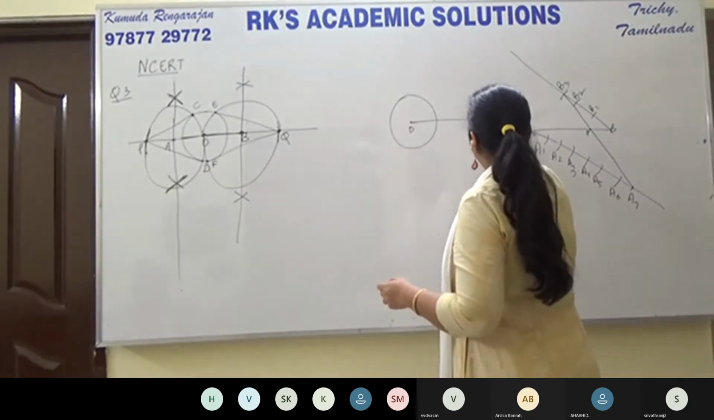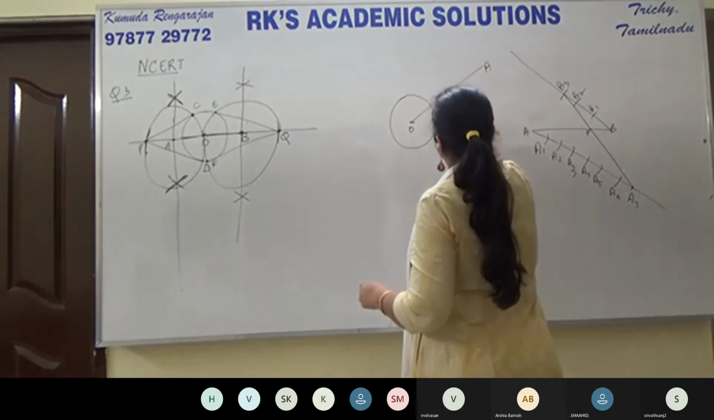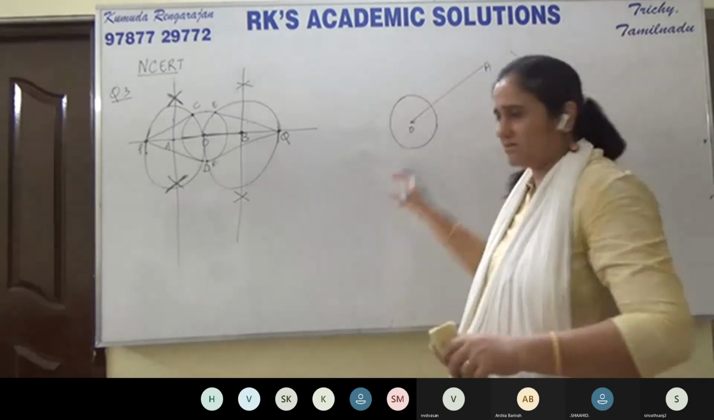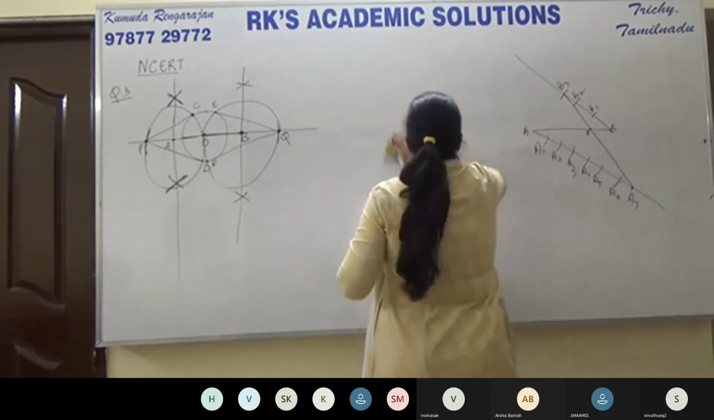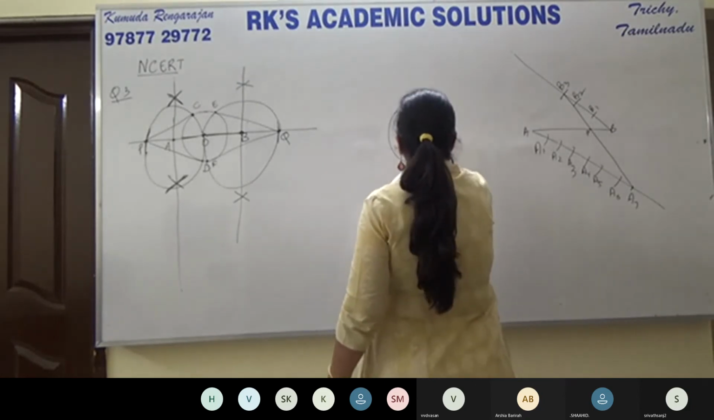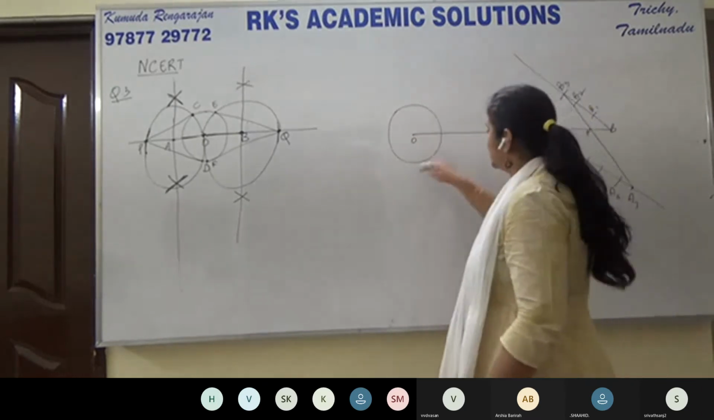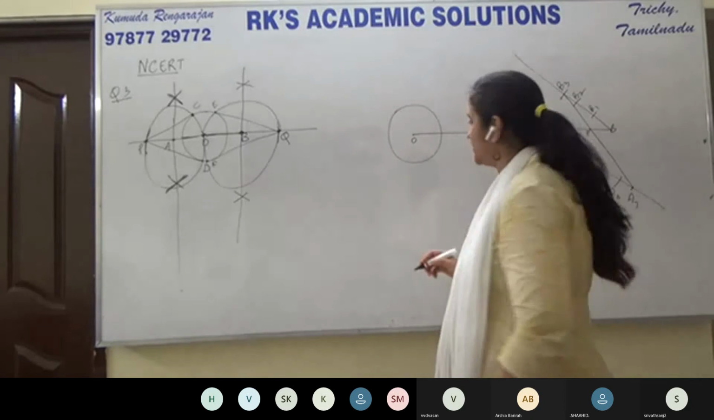A can be anywhere, you can take OA like this also. Just for the sake of convenience, we make a line like this. But why all this circus? So we'll just do it like this. Circle, center O, OA is 10 centimeters.